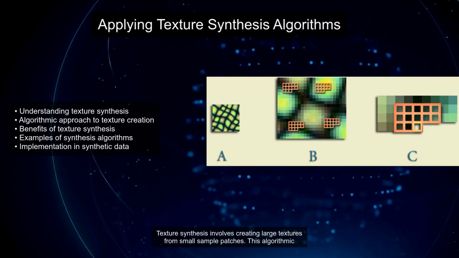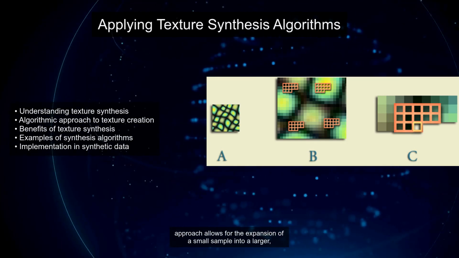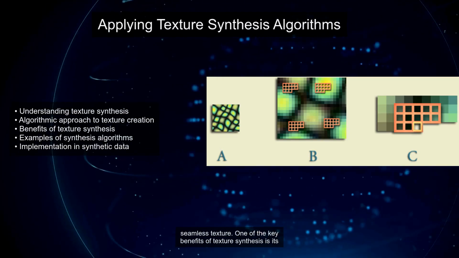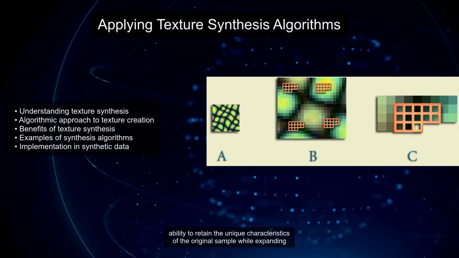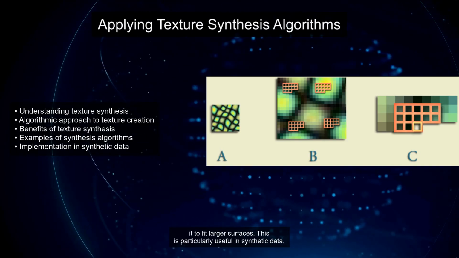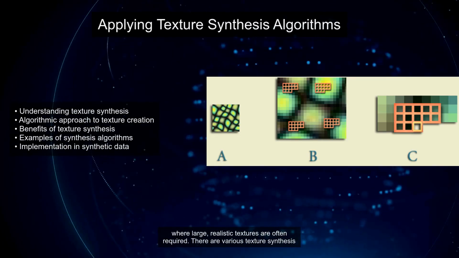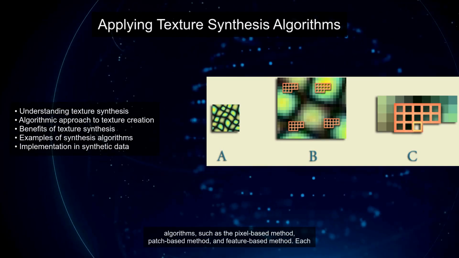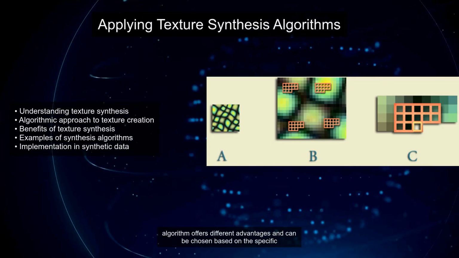Texture synthesis involves creating large textures from small sample patches. This algorithmic approach allows for the expansion of a small sample into a larger, seamless texture. One of the key benefits of texture synthesis is its ability to retain the unique characteristics of the original sample while expanding it to fit larger surfaces. This is particularly useful in synthetic data, where large, realistic textures are often required. There are various texture synthesis algorithms, such as the pixel-based method, patch-based method, and feature-based method.